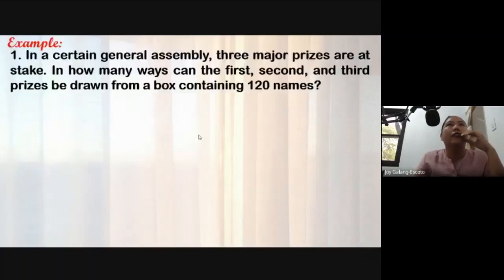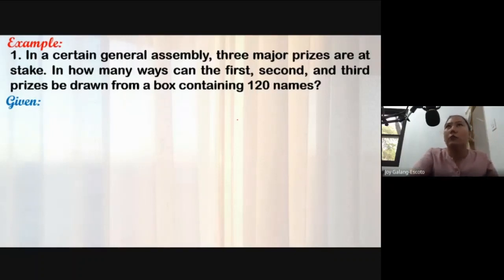Okay? Now, let's have an example. In a certain general assembly, 3 major prizes are at stake. In how many ways can the first, second, and third prizes be drawn from a box containing 120 names? So first things first, write down your given. Okay? What will be your n and what will be your r?